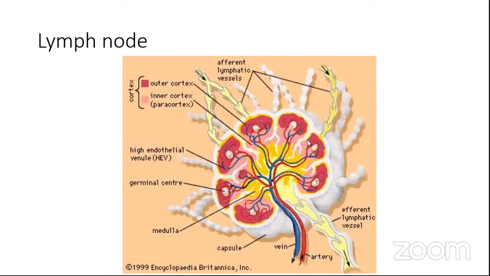In the cortex are accumulations of lymphocytes within which germinal centers are present. So these are the lymphocytes, and this white one is the germinal center. So what is this germinal center? The germinal center is the secondary lymphoid follicle, whereas the rest of the things are the primary lymphoid follicles.